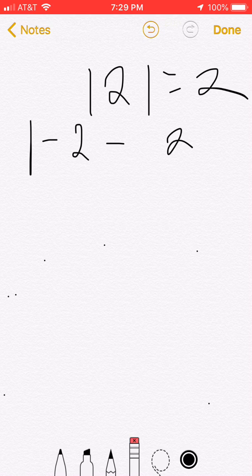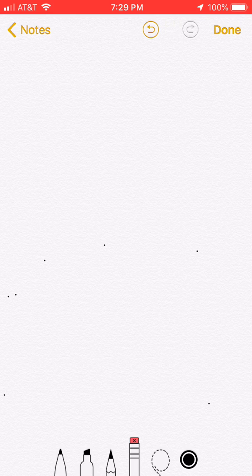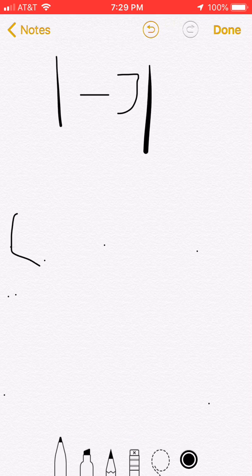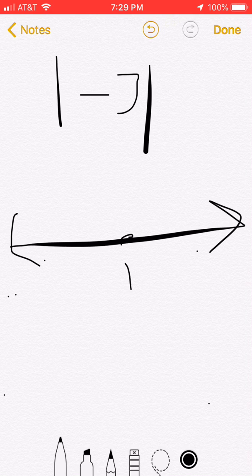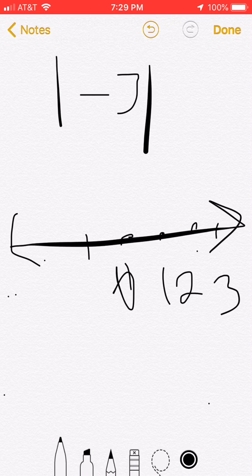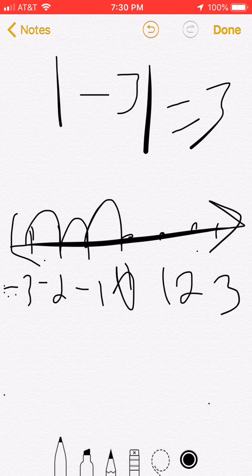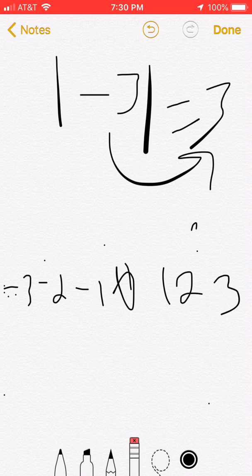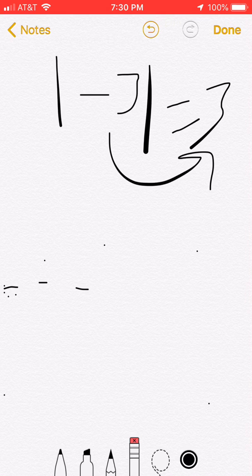And I'll show you one more example. And this other example is going to be the absolute value of -3. Draw a handy little number line. 0, 1, 2, 3, -1, -2, -3. Now, how far away is -3 from 0? 1, 2, 3. So the answer is 3. Or the positive form of -3 is 3. So now that you know how to use absolute value, I'm going to give you a few problems.